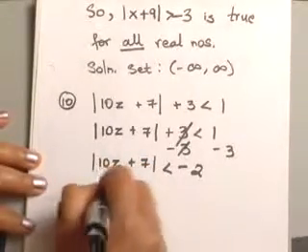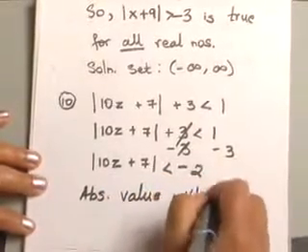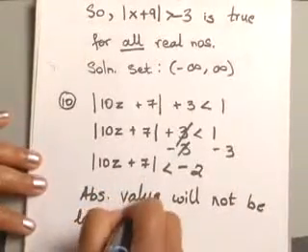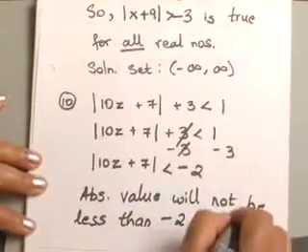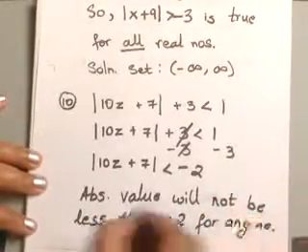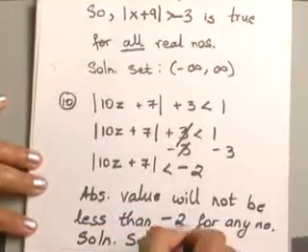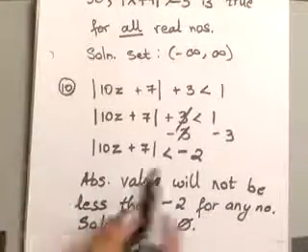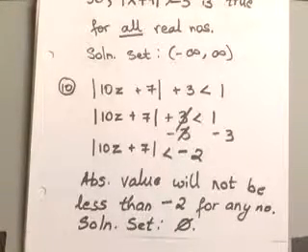And therefore we will say for this example that the absolute value will not be less than -2 for any number. So your solution set for this example is going to be an empty set, because there is no value for z which will give you an absolute value of less than -2, and therefore you end up with a solution set of an empty set.